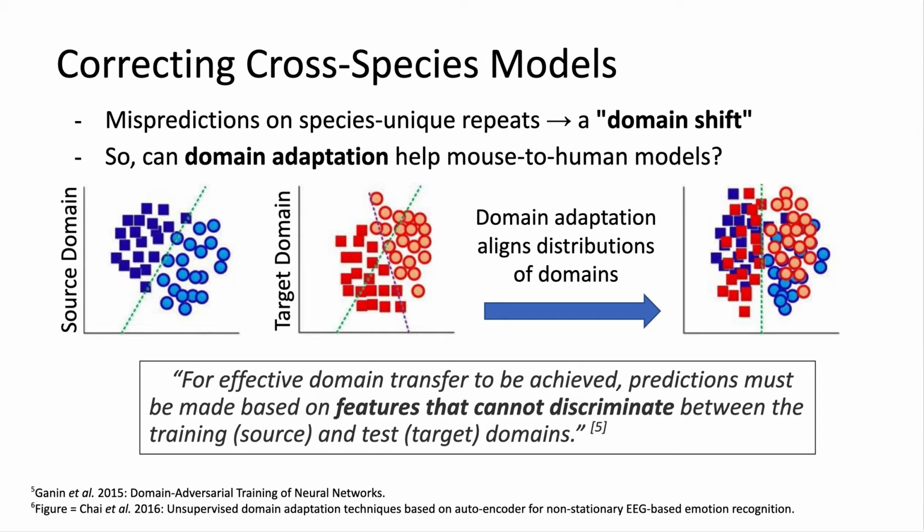And in particular, we're going to be pulling from the work of Ganin and Lempitsky, who say that for effective domain transfer to be achieved, predictions must be made based on features that cannot discriminate between the training and test domains. What that means for us is we're going to want to have a model that makes predictions based on sequence features that can't discriminate between our two species.